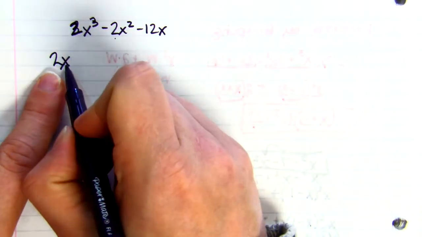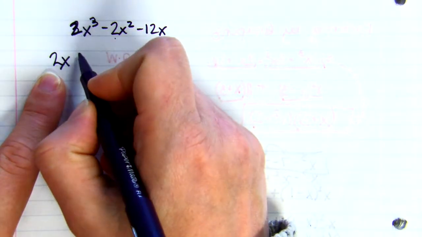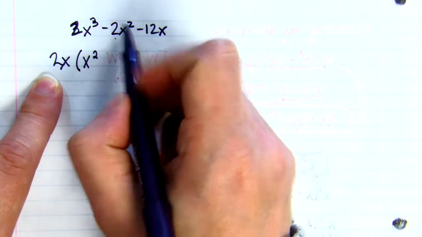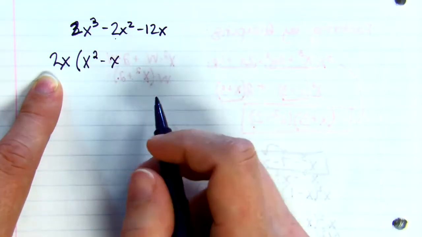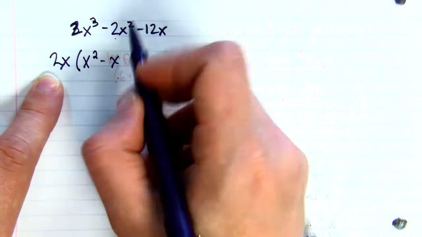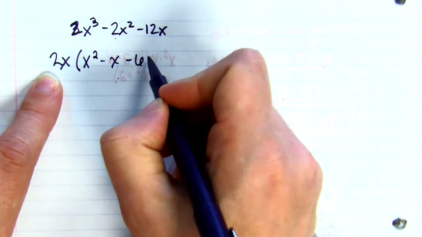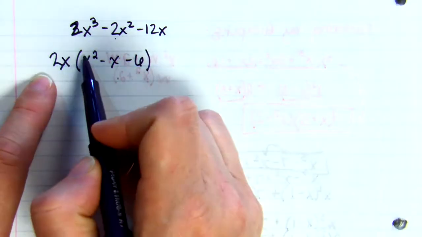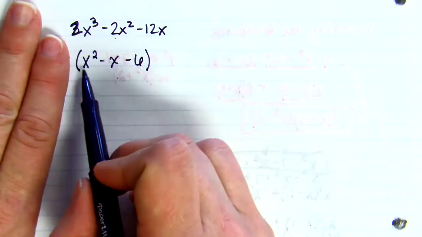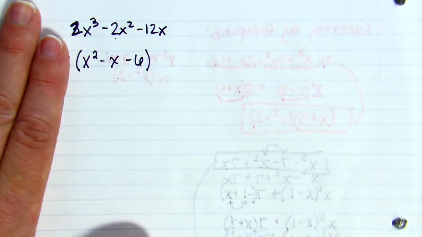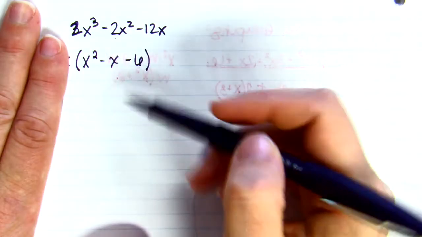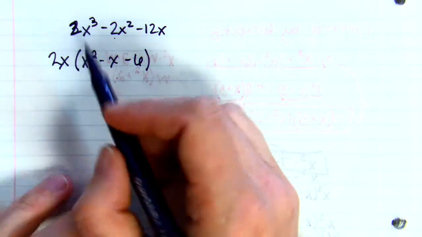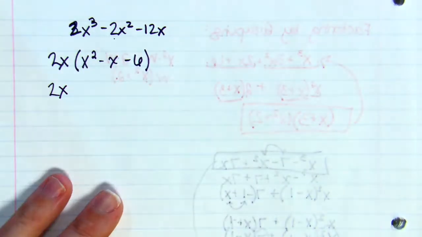When I pull out a 2x from 2x cubed, we're left with an x squared. 2x times x gives me 2x squared, and 2x times 6 will give me 12x. Notice that these were subtraction, so I kept them subtraction here. So now that I've pulled that 2x out, I'm left with x squared minus x minus 6. I can keep going from here. This is not factored all the way, but as I go, I don't want to forget about this 2x out front. So he's just going to hang out there the whole time.